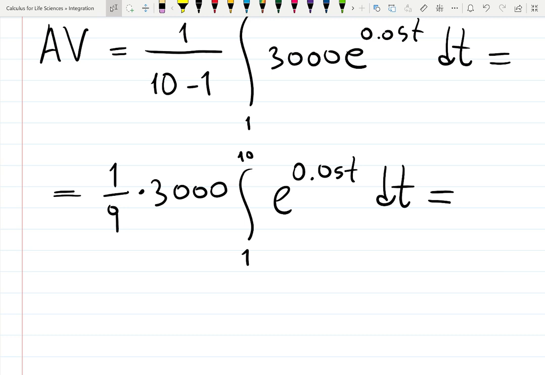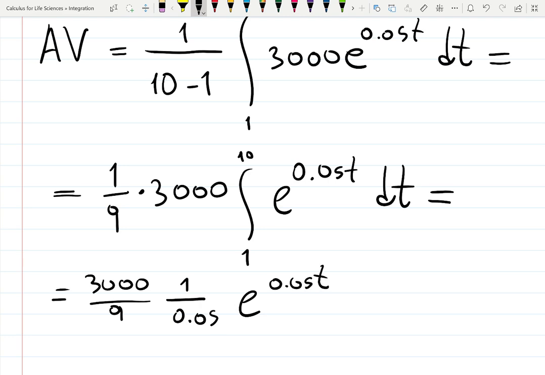The integration of 3,000 e to the power of 0.05 t is 3,000 divided by 0.05 times e to the power of 0.05 t. Agree, disagree, add something? Oh, yeah, you're correct. You just added it. Agree, disagree, add something? Anyone else? Something missing? No?